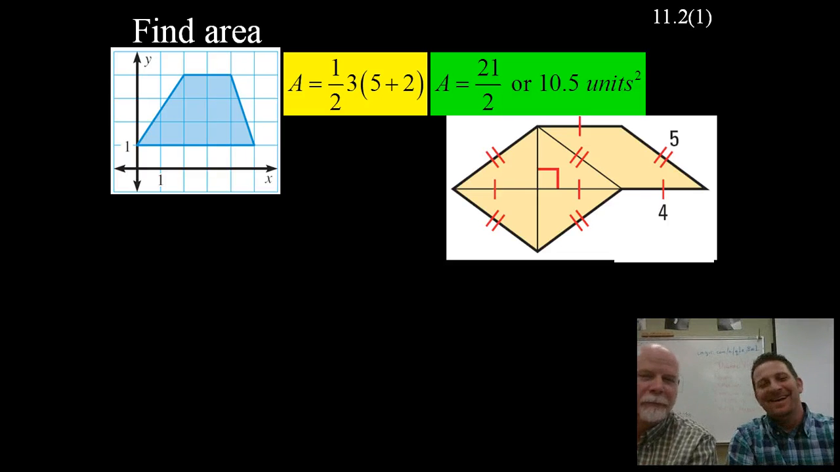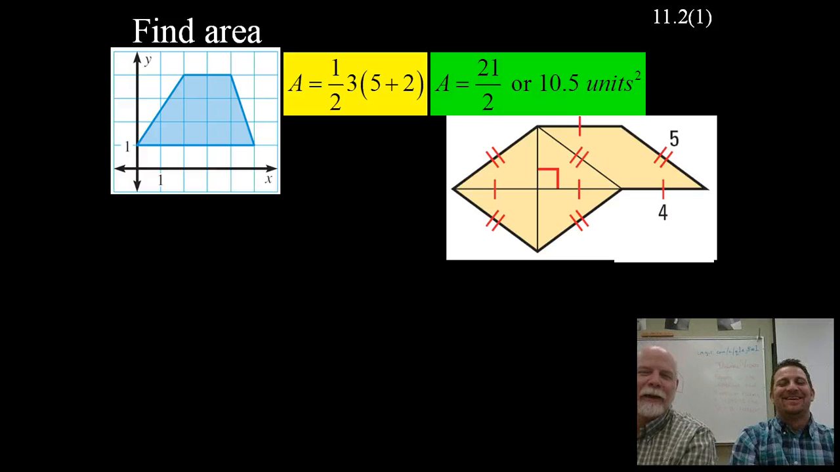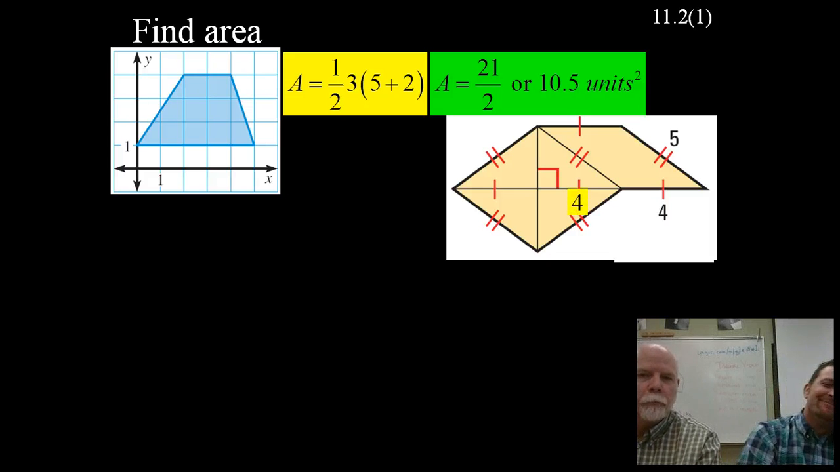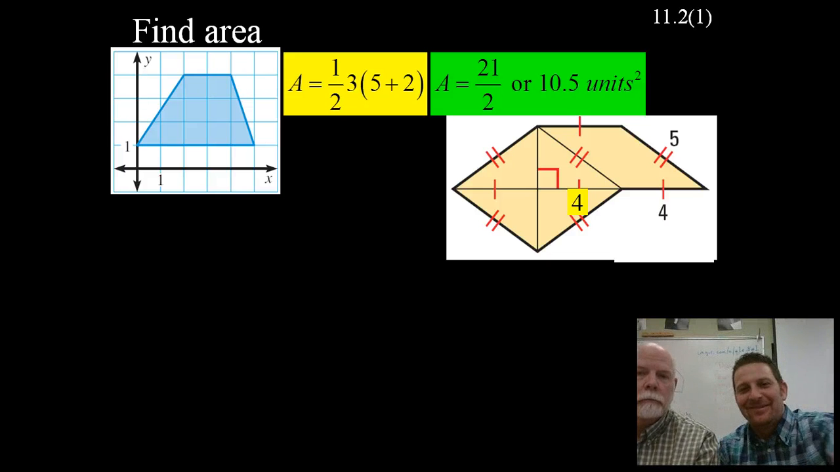You could break it up into smaller parts if you wanted to, all those triangles and so on, but there's no need. That's just more work. So let's see where they start here. I see a trapezoid and a triangle. Trapezoid and a triangle? Yeah, right there on the top, the trapezoid, and then the triangle on the bottom. Okay.